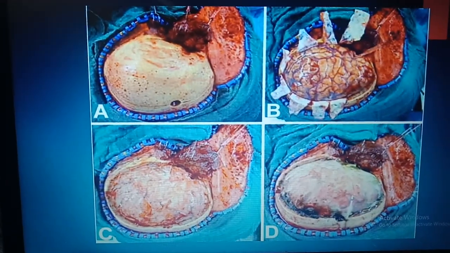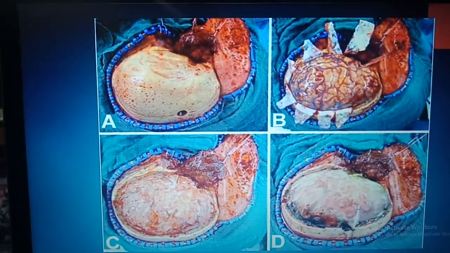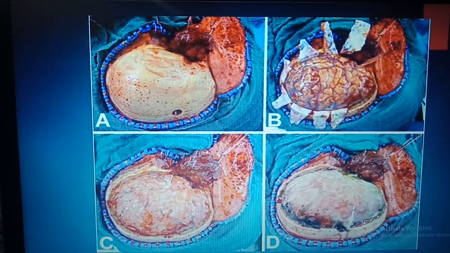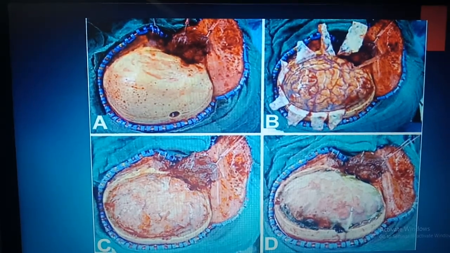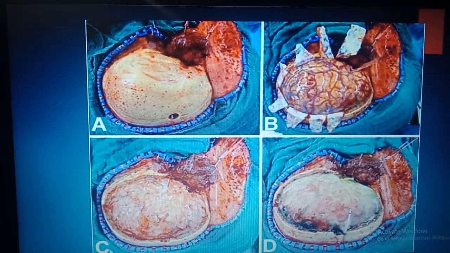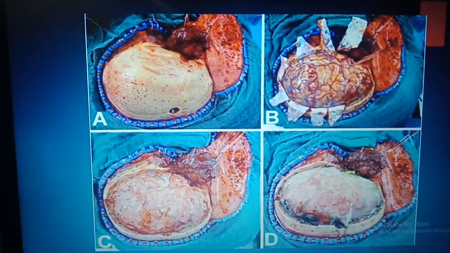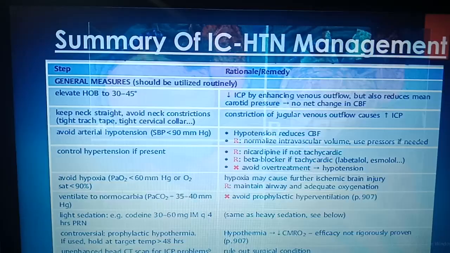So this is a very beautiful picture. In figure A, a craniotomy is being performed. In figure B, the dura has been opened and it shows a very edematous brain. And in C and D, the duroplasty has been done and the patient's brain has been decompressed.